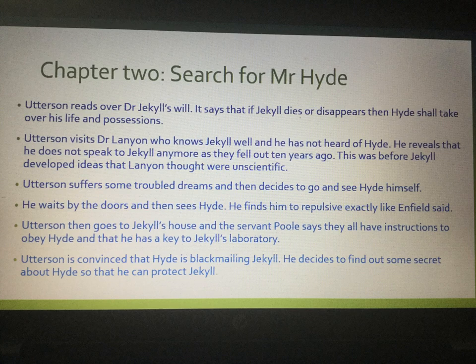Utterson then suffers some troubled dreams and decides that he has to go and see Hyde himself. He waits by the doors and then sees Hyde, and he finds him to be repulsive, exactly like Enfield said. Utterson then goes to Jekyll's house, and the servant Poole says that they all have instructions to obey Hyde and that he has a key to Jekyll's laboratory. Utterson is convinced that Hyde is blackmailing Jekyll, and he decides to find out some secret about Hyde and his life so that he can protect Jekyll.